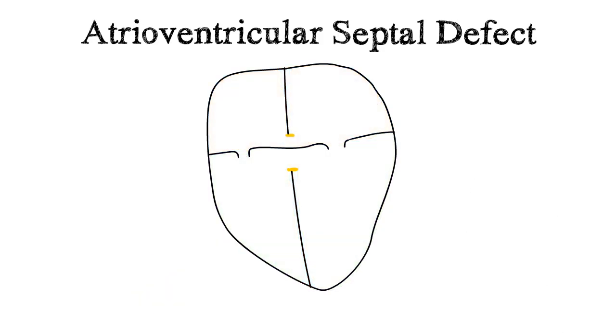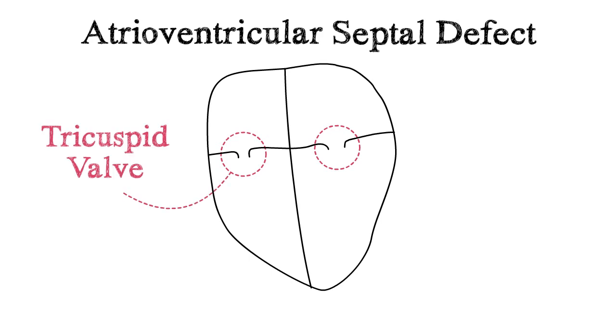And AVSD also affects the heart valves. In a normal heart, there are 2 separate valves between the upper atria and lower ventricles. The tricuspid valve is the opening between the right atrium and right ventricle. The mitral valve is the opening between the left atrium and the left ventricle.